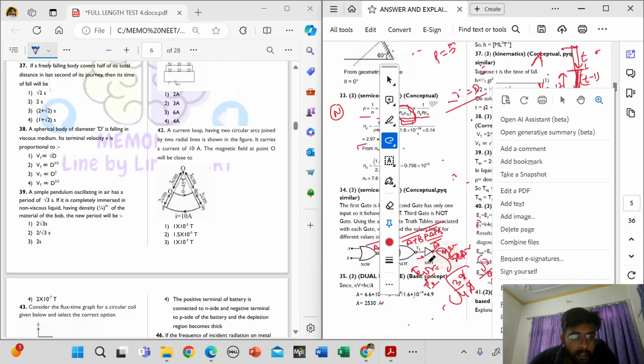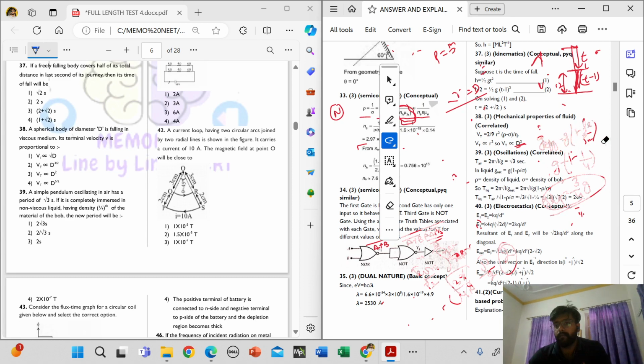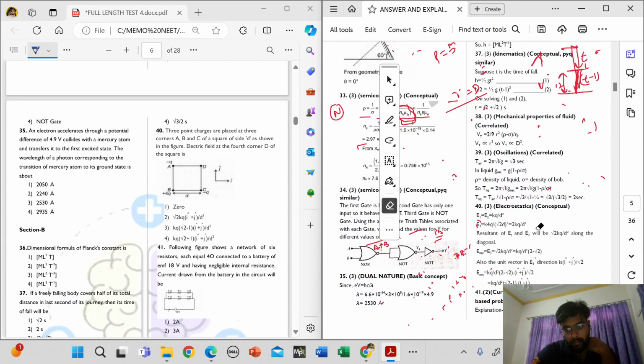We want to calculate the time period. Then we will cross multiply this. We have been given root 3 seconds for the air, so we get the answer here as 2 seconds. The simple concept is that the time period is inversely proportional to the root of G effective. These are the formula based questions. Now the next question.